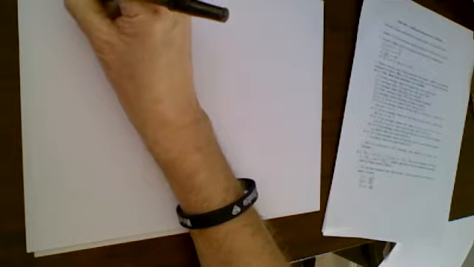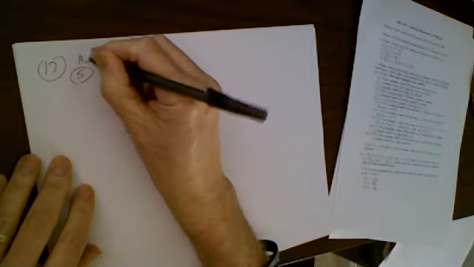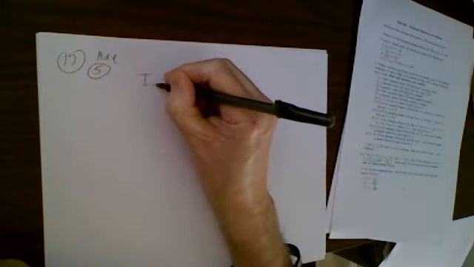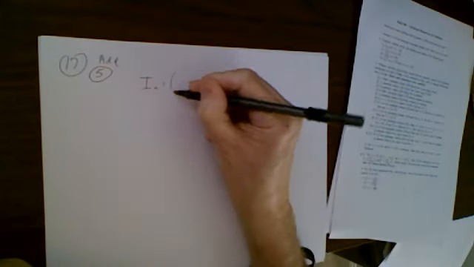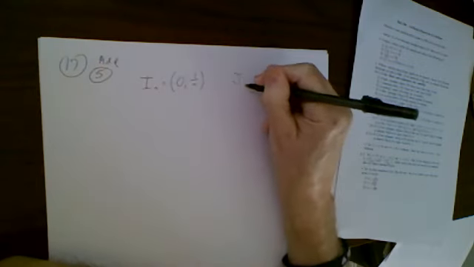Next one. Someone was interested in problem 5. So additional problems number 5. Look at the open intervals (0, 1 over n), and the closed intervals [0, 1 over n].